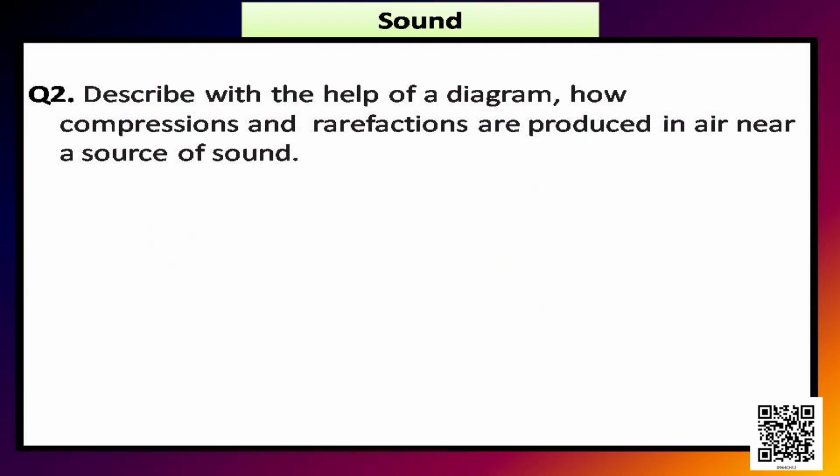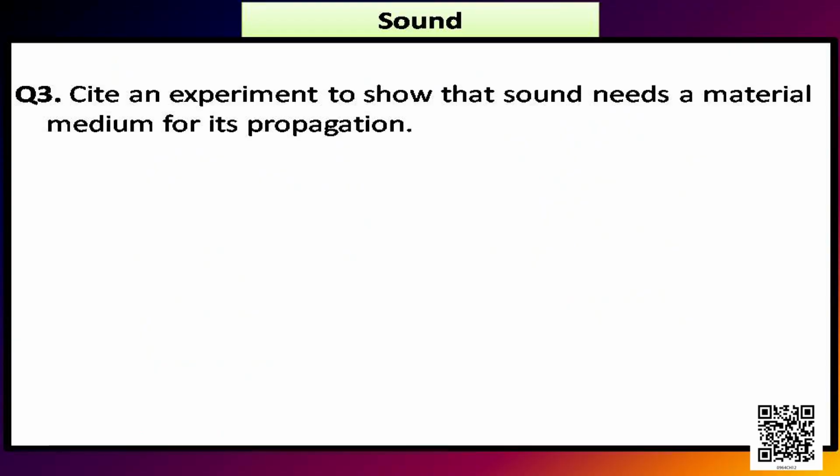Question 2 says, describe with the help of a diagram how compressions and rarefactions are produced in air near a source of sound. Students, we have already discussed with the diagram and hope you have clearly understood the concept. So hope you can find the answer by yourself. Question 3 says, cite an experiment to show that sound needs a material medium for its propagation. Students, in our previous classes, we have already discussed this experiment. So hope you can find the answer for this question.